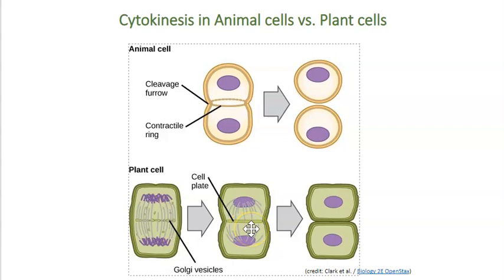The vesicles and the materials they carry form the new cell wall that exists between the daughter cells. So again, we need to familiarize ourselves with these terms because they are bolded, and we do expect that students are able to compare and contrast this process of cytokinesis, this process of mitosis, in animal and plant cells.